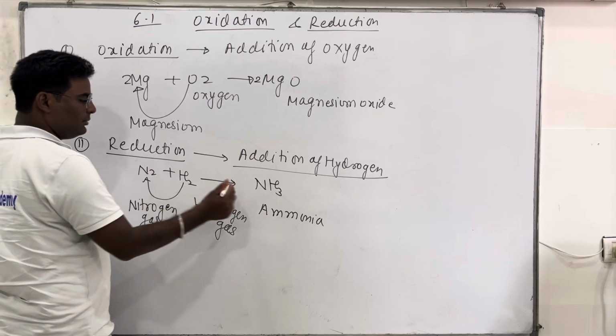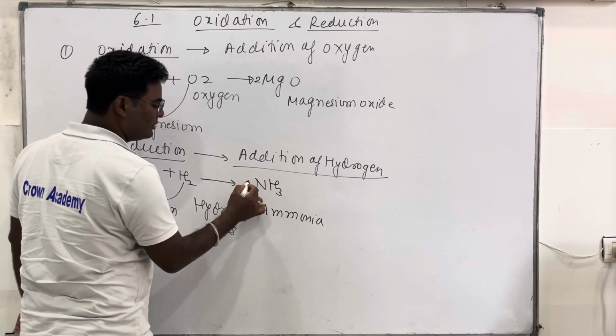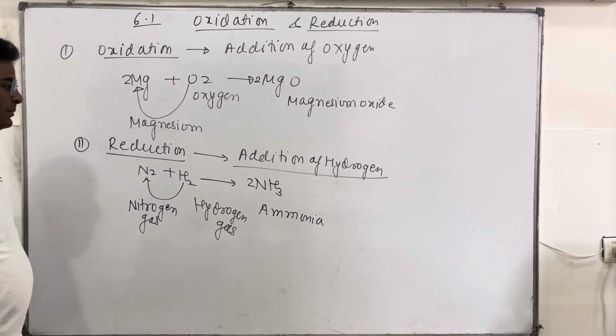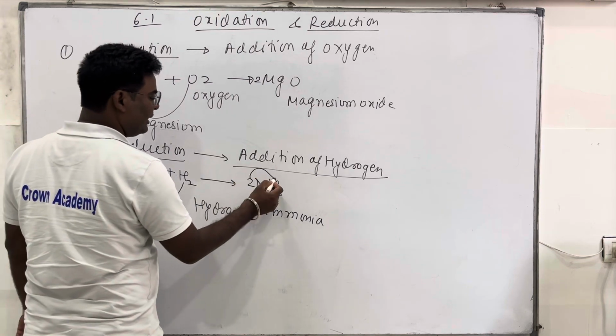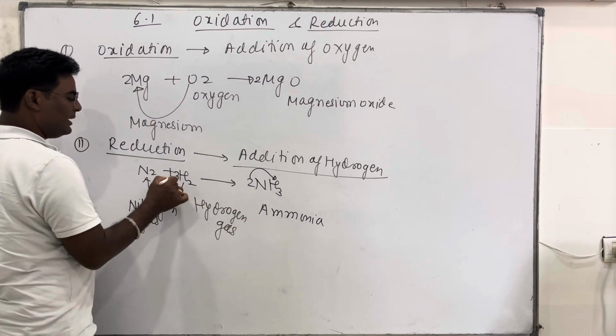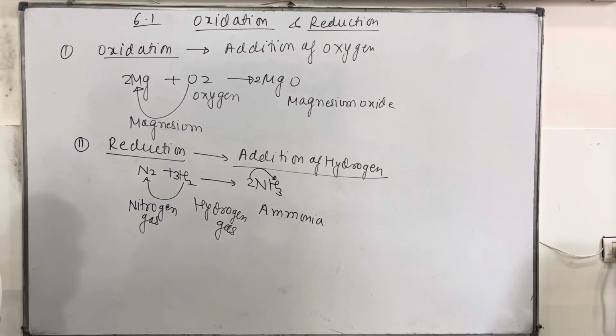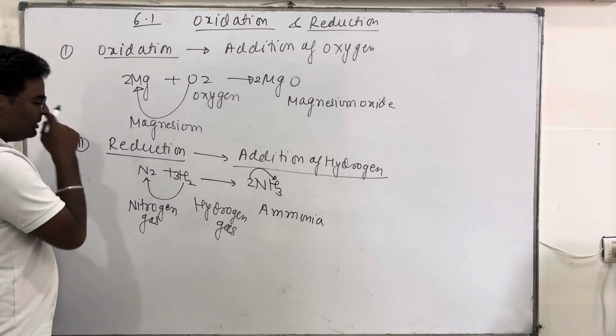Now balance the reaction. Here we need 2 atoms of nitrogen, so I will put 2. Now hydrogen becomes 2 into 3 is 6, so I have to put 3 here. Understood? So this is the reduction reaction.